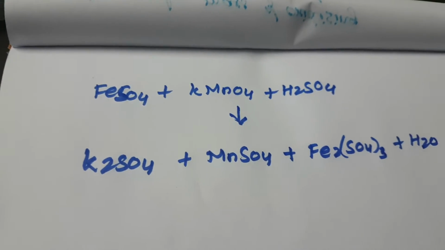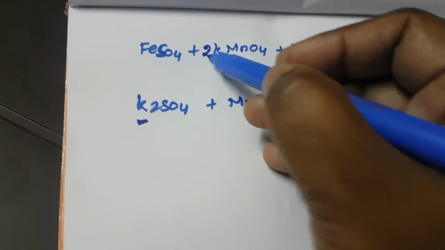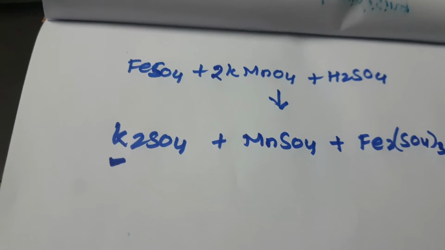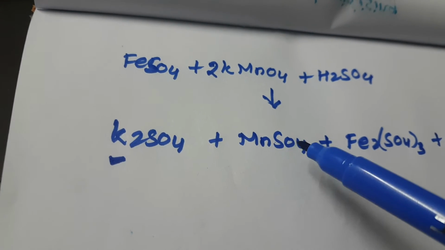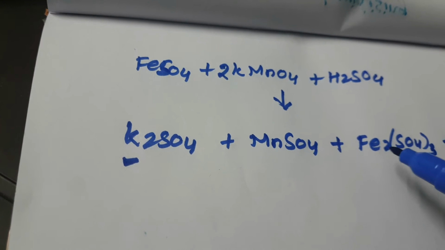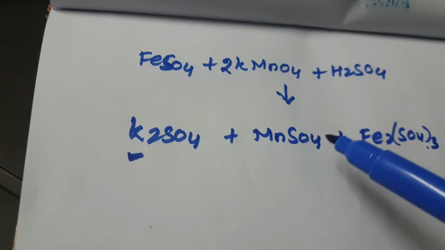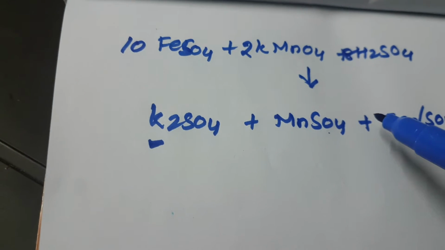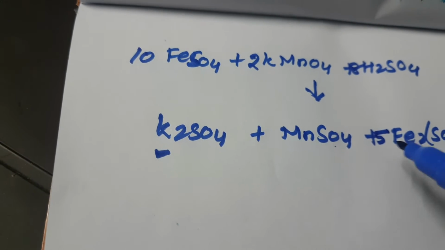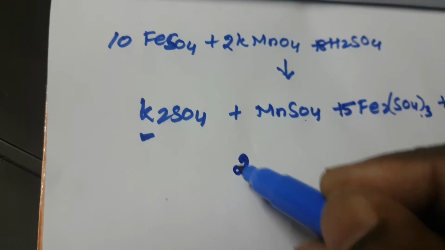Balancing the equation: here there are 2 potassium, so that is 2 KMnO4, right? Then manganese sulfate. How many sulfates are there? Again Fe2, so here sulfate is 3, here 1. So that is 8 molecules of sulfate. So here 10 molecules of ferrous sulfate, and 5 molecules of Fe2(SO4)3. So that is totally 10. So here 2 moles of potassium permanganate, so 2 moles of potassium.